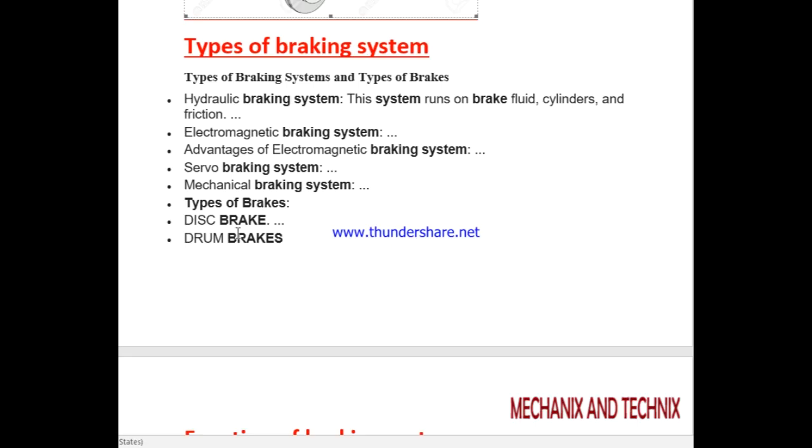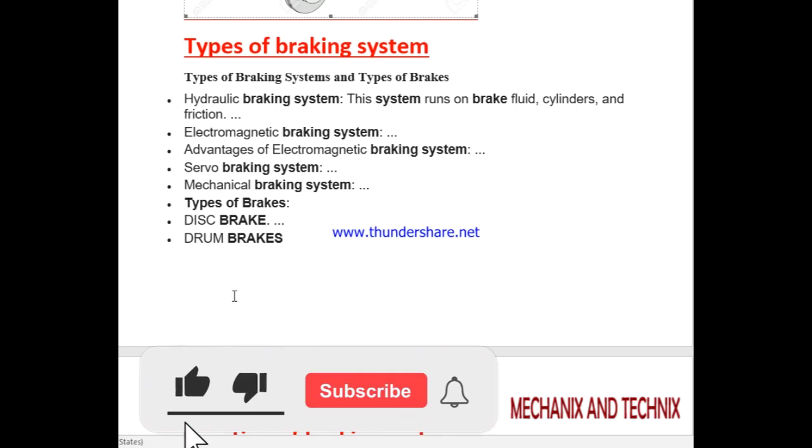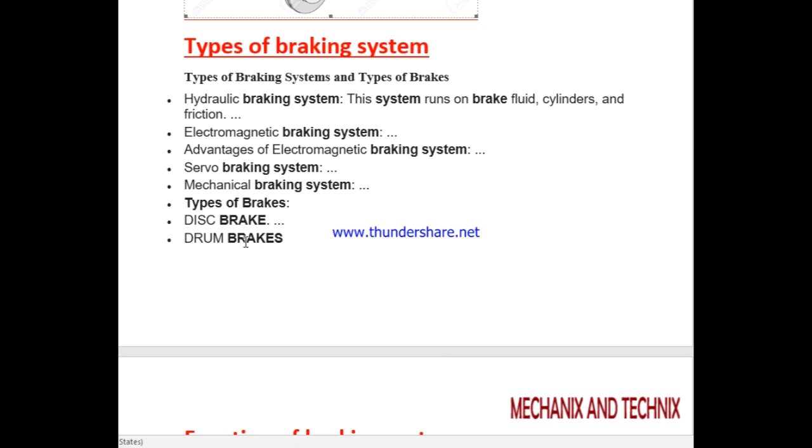In books it shows many types of braking system, such as hydraulic brake system, electromagnetic braking system, servo braking system, and mechanical braking system. But nowadays we use only 2 types of brakes: drum brakes and disc brakes. Many cars and motor vehicles use these types of braking system: disc brake and drum brake.